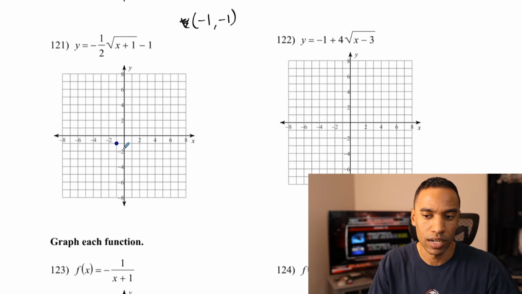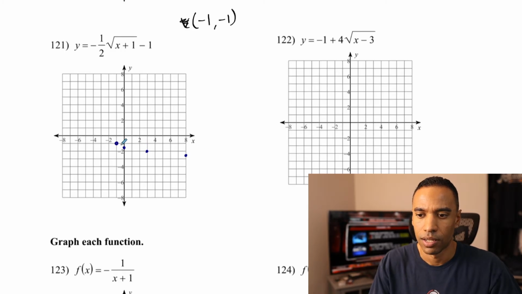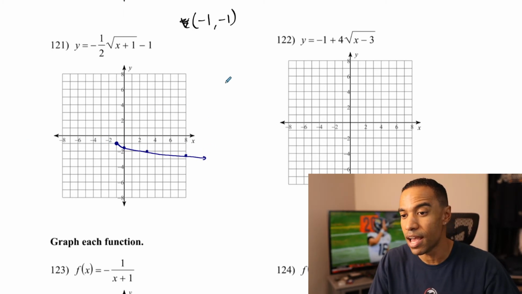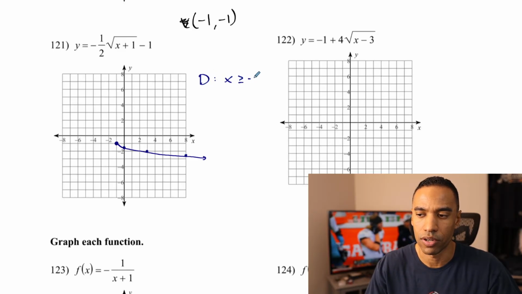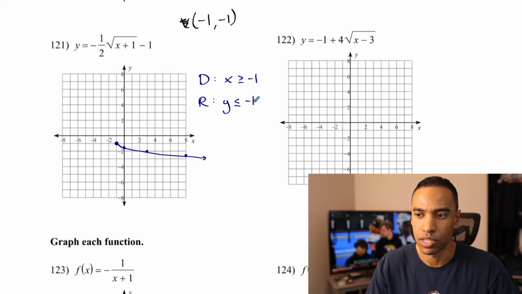Square root of 1 is 1, take half of that. Square root of 4 is 2, take half of that. Square root of 9 is 3, take half of that, like this. Now, as you can tell, because it's only a half parabola, it does not go forever left, and it does not go any higher up than this. It has a limited domain and range. The domain is actually x is greater than or equal to -1. The range is y is less than or equal to -1.